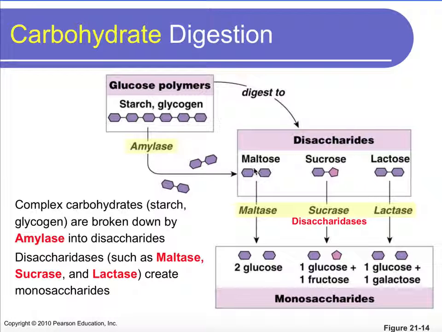And we know that maltose is made up of two glucose. So when you break down maltose with maltase, you get two glucoses. When you break down sucrose with sucrase, you get a glucose and a fructose. And when you break down lactose with lactase, you get a glucose and a galactose.